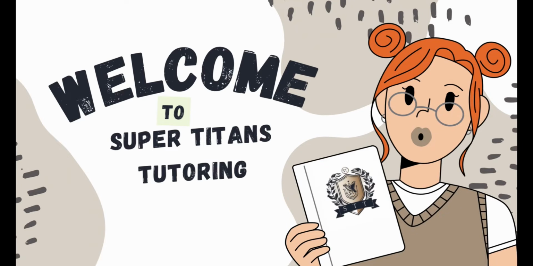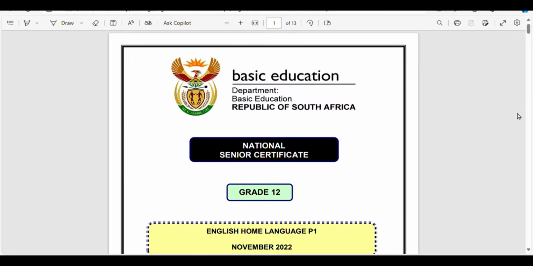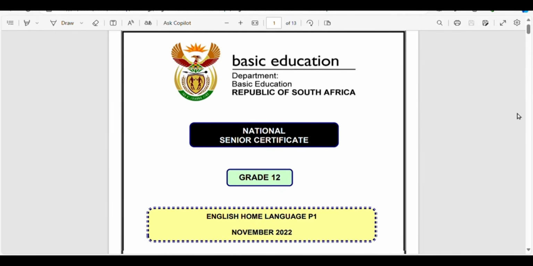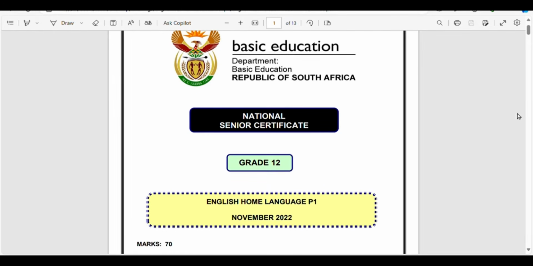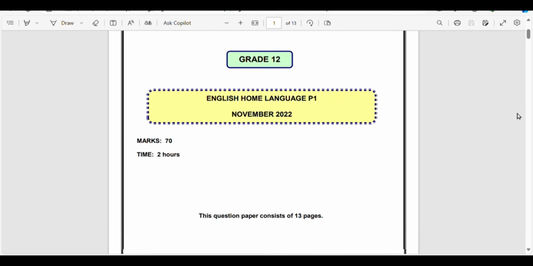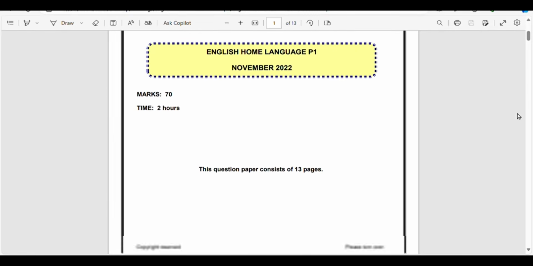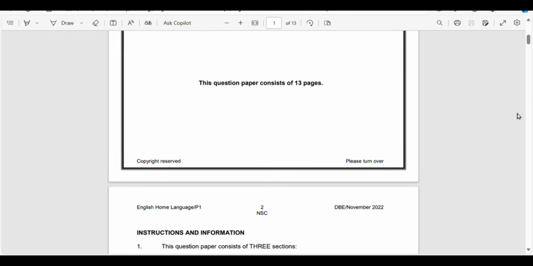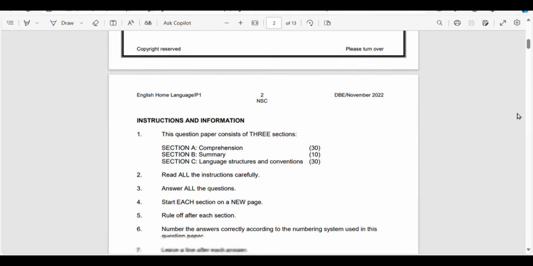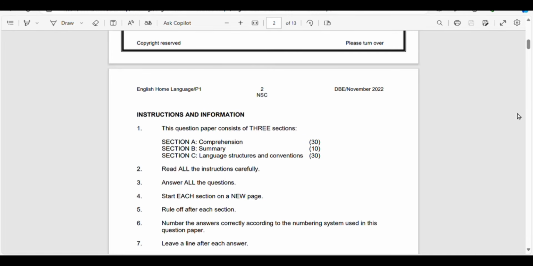This is our lesson on English home language, and today we're going to be focusing specifically on paper 1. So paper 1 comes out of 70 marks and you get 2 hours. And this question paper consists of 3 sections, which is section A, which is the comprehension for 30 marks, section B, which is a summary for 10 marks, and then section C, which is language structures and conventions.